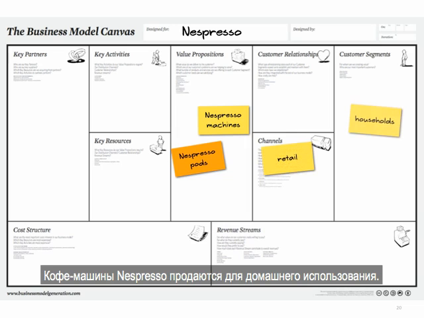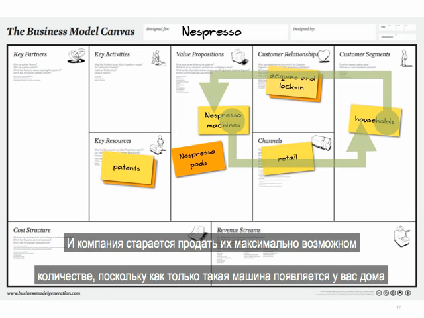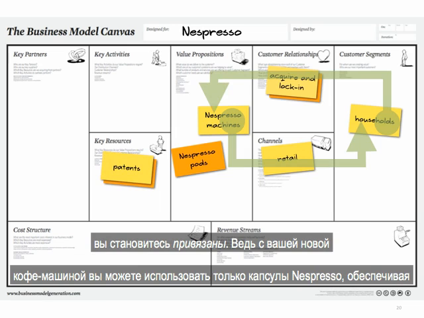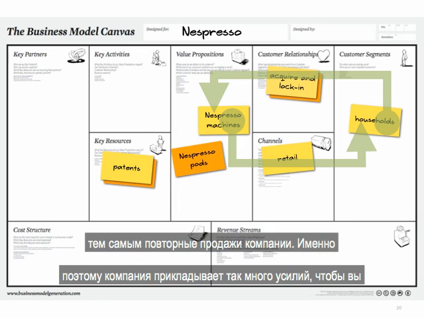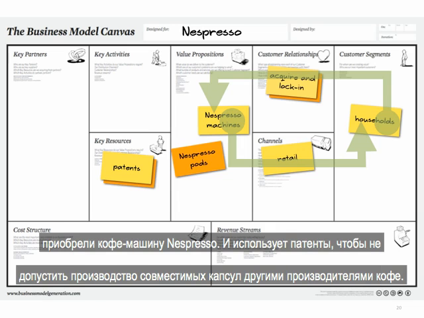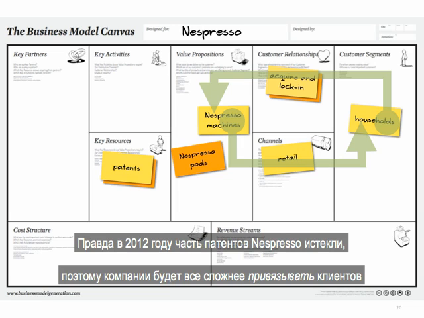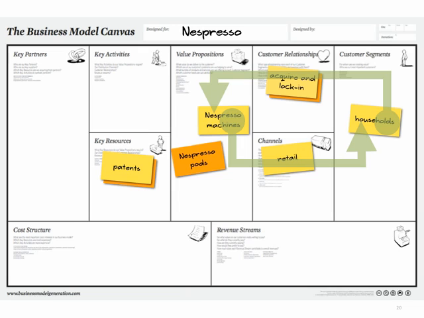So the Nespresso machines are sold through retail to households. So Nespresso tries to push those machines into retail channels, because once you have those machines in your home, you are locked in. So they try to acquire you as a customer, because once you have that machine in your household, you can only use Nespresso pods, and they defend that with patents. Well, last year, 2012, some of the patents ran out, so it's much harder to keep the customers locked in.